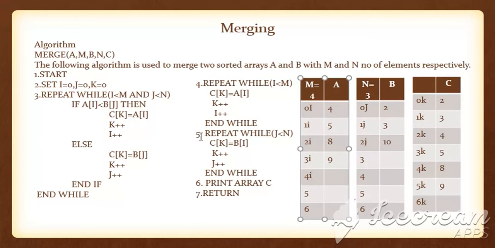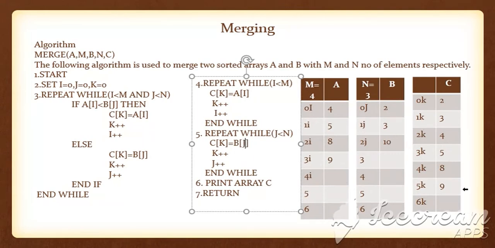So the control of the program is shifted to step 5 and here we are checking whether the value of j, that is 2, is less than 3. So the condition is true here. That means there are elements still remaining in B. So as the condition is true, the program control will be entering into the loop: C of k equal to B of j.